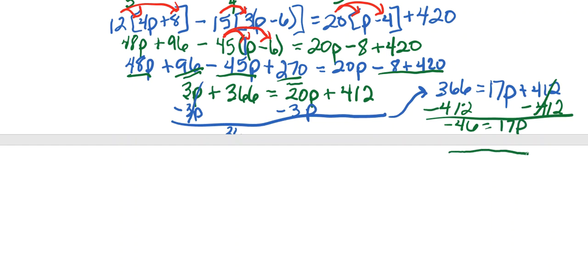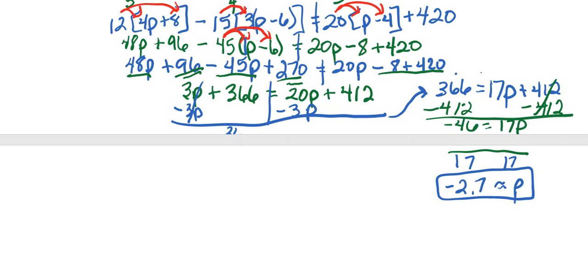Now my last step is to do my division, so I'm going to divide by the 17. Negative 46 divided by 17 is definitely not going to be a nice number, and that's fine. P is approximately negative 2.7. Now, notice I didn't put my line in as I was going down, so I dropped the idea of keeping things separate from side to side. If you didn't like that, as you're going, just go ahead and put it back in.